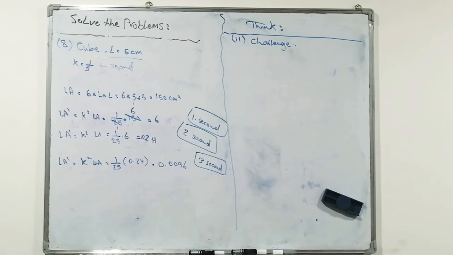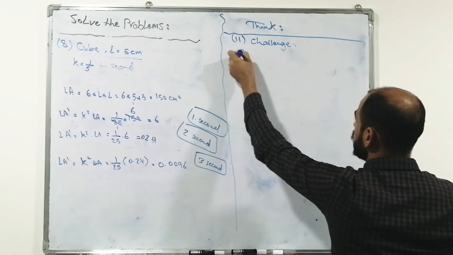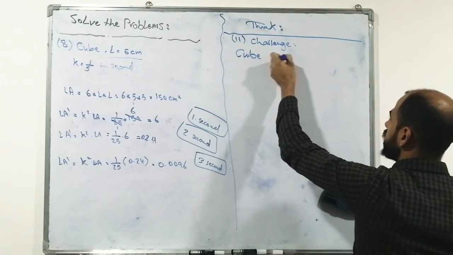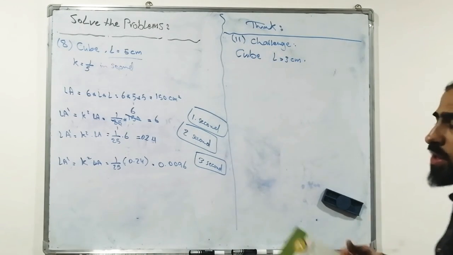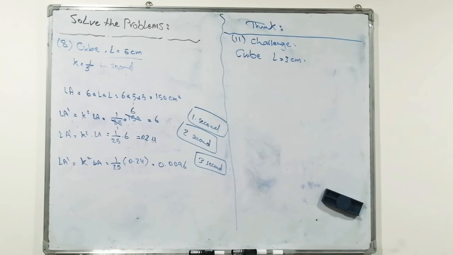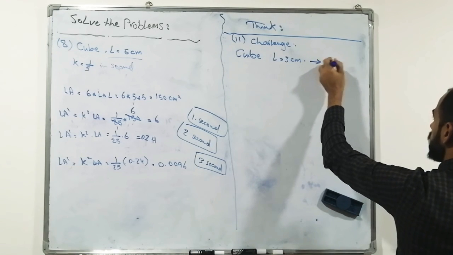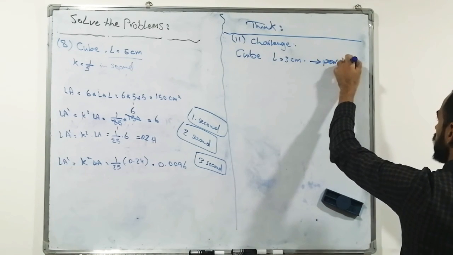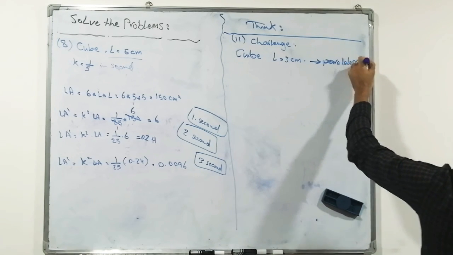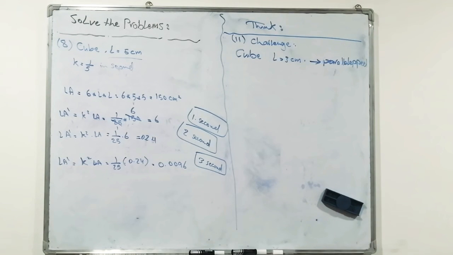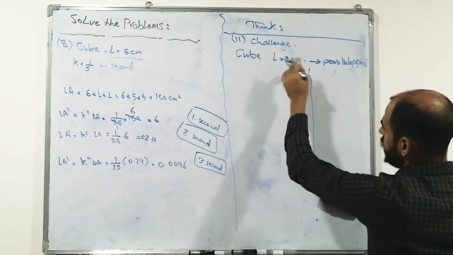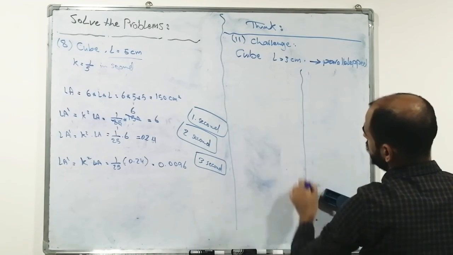Now I'll take question number 11. We have a challenge. How can we turn a cube, whose side length equals 3, into a parallelepiped? And you will see what we have. Of the same volume, we have to keep its volume. Here we have to find the volume of the original shape, before we turned it.